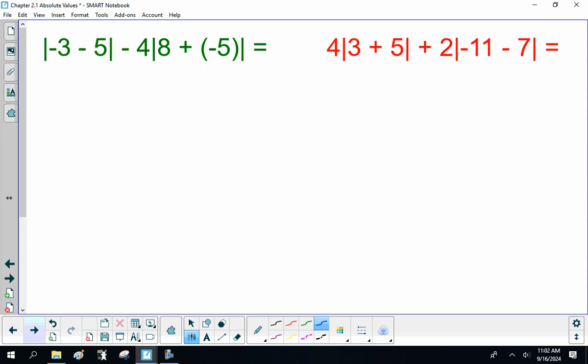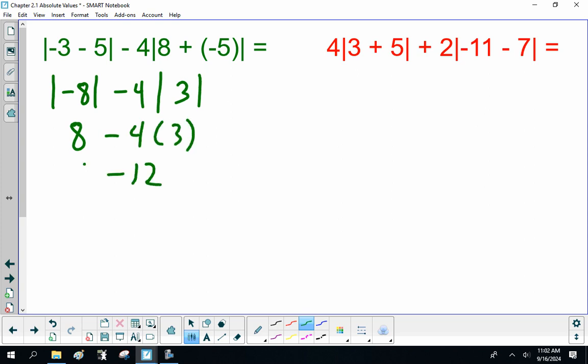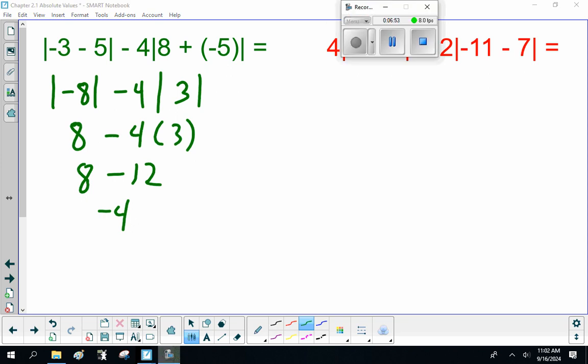So here's a couple more. I'm going to do the green one with you, then I'm going to pause the recording and you do the red one, or the one on the right. From left to right, the absolute value of minus 3 minus 5, that's the absolute value of minus 8, which is 8. Minus 4 times the absolute value of 8 plus negative 5, that's 8 minus 5, that's the absolute value of 3, that's 4 times 3, that's 12, so it's 8 minus 12, which is minus 4. Okay? Now, I'm going to pause the recording. You guys do the red one, or the one on the right, and we'll come back and talk about that.